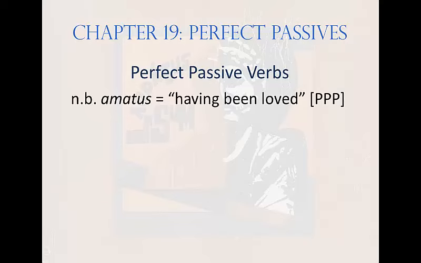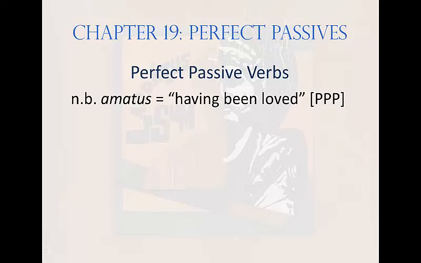Let's look for a moment at the perfect passive participle, the first of the two elements in a perfect passive verb, and note two things about it. First of all, its tense value. Because the participle represents past action, that is, its tense value is -1, it translates "having been whatevered." In the case of amatus, "having been loved."